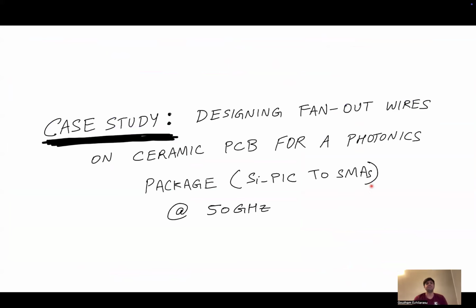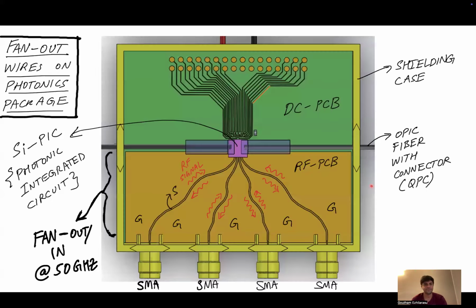So let's talk now a little bit about a case study: everything we learned in these lectures on signal integrity applied to designing fan-out and fan-in wires on a ceramic PCB for a photonics package, for example, a silicon photonic integrated circuit to SMAs at a frequency of about 50 gigahertz. This was a design I did a couple of years back at IIT Madras in India, and I thought I would include it here because it uses many of the concepts discussed in the signal integrity classes.